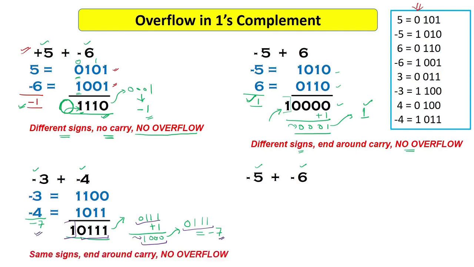So here you can see that we have this same sign number, that is negative negative. We got the end around carry also, but there was no overflow, right? Okay, so now let's add the last example, minus 5 and minus 6, and here we will see that there will be overflow. See how? So here I have represented minus 5 and minus 6 in ones complement representation. So if I add minus 5 and minus 6, I will get minus 11.